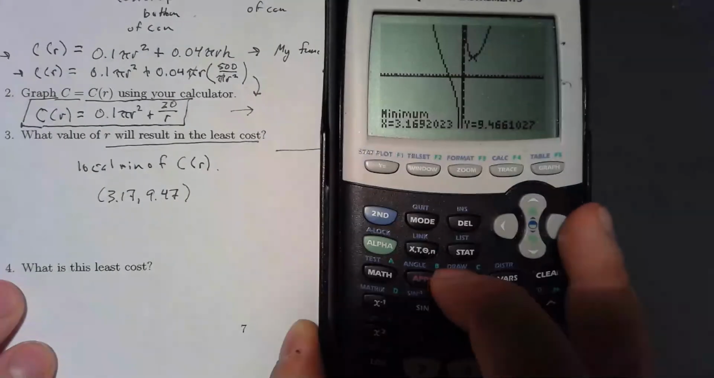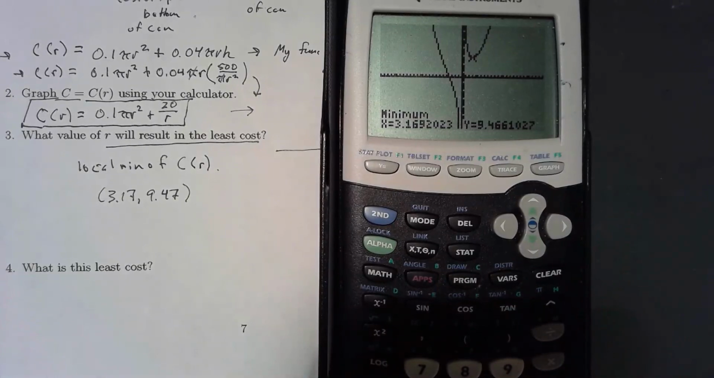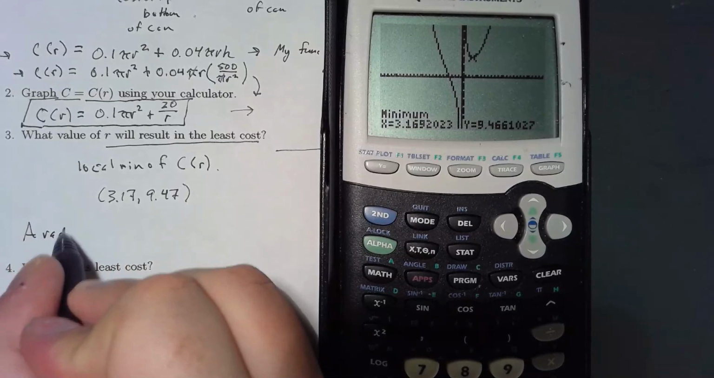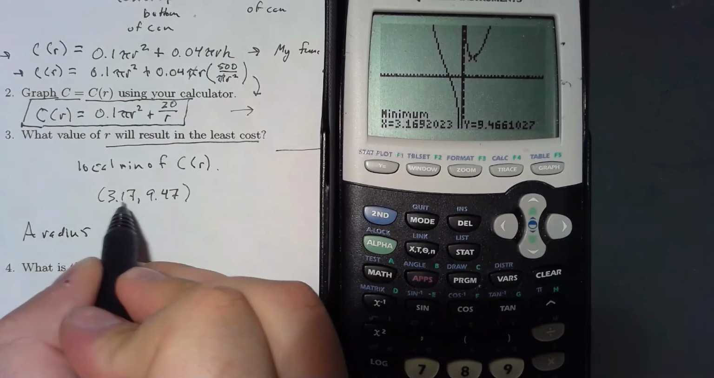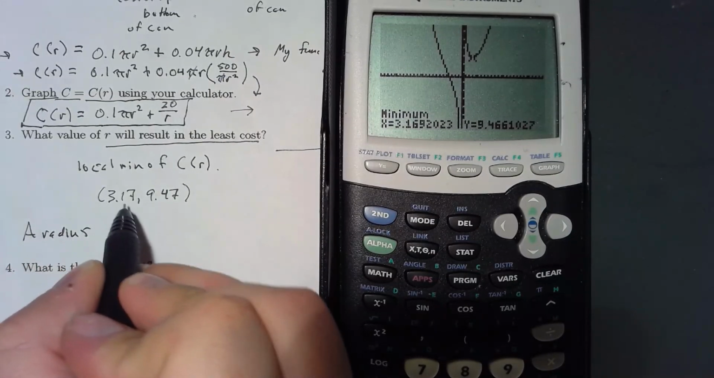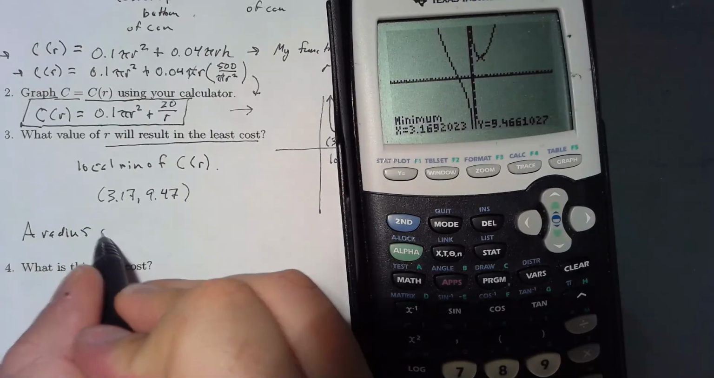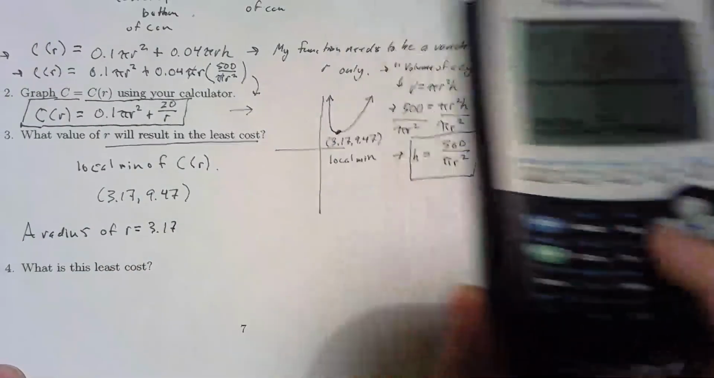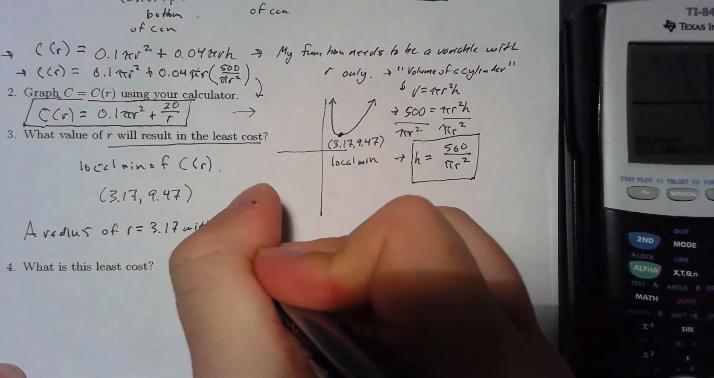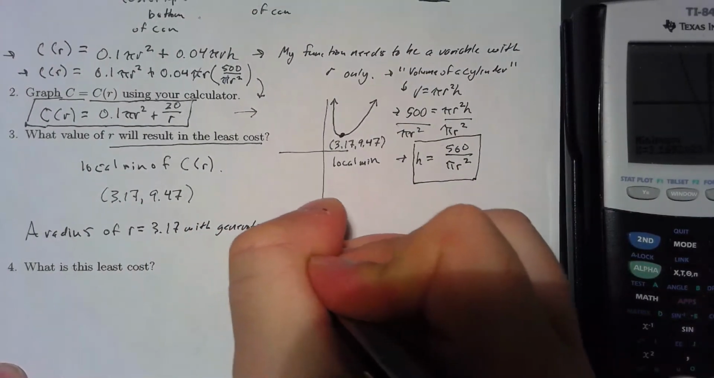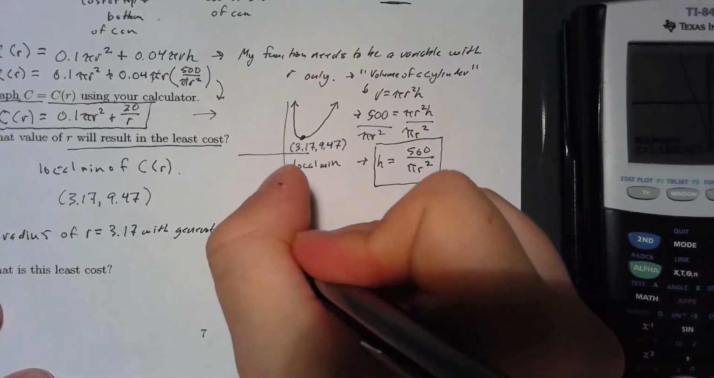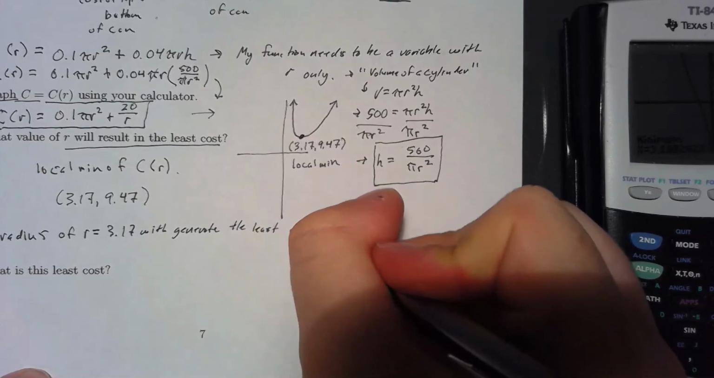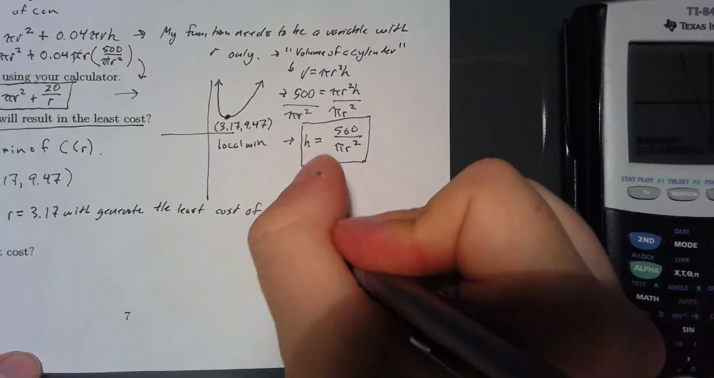So what value of r will result in the least cost? So my radius, right? Because this coordinate right here, that's the radius. So a radius of r equals 3.17 will generate the least cost of making the can.